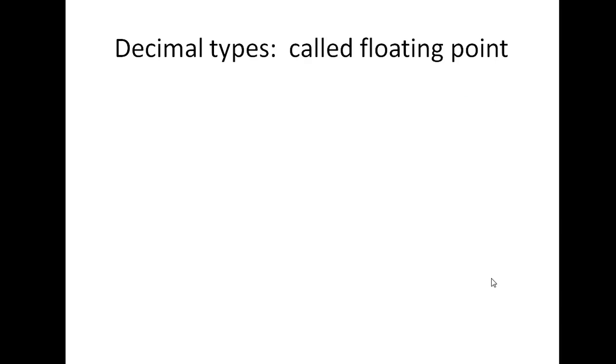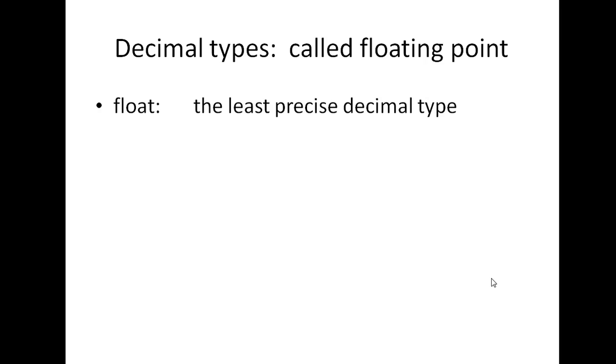Okay, then you have decimal types. These decimal types are called floating point numbers. Floating point numbers are decimal types. So if you hear that term floating point, we're really talking about decimals. One is called a float data type, and this is the least precise decimal type there is. So it does not have the same precision as the other decimal type that we're going to bring up, and we might talk about this later on.